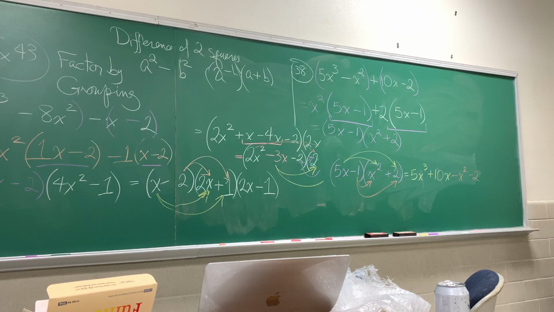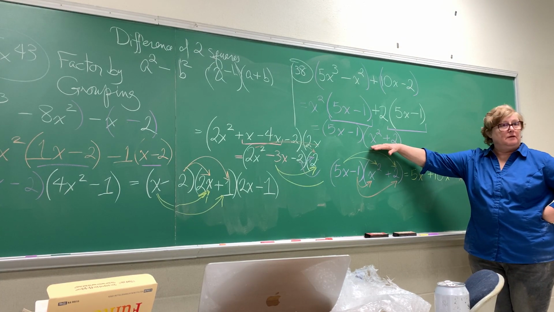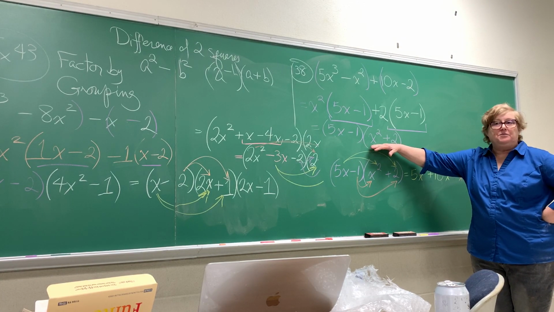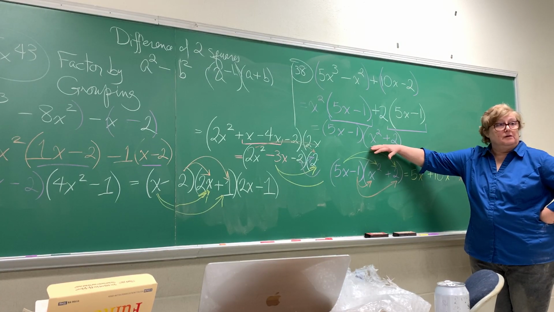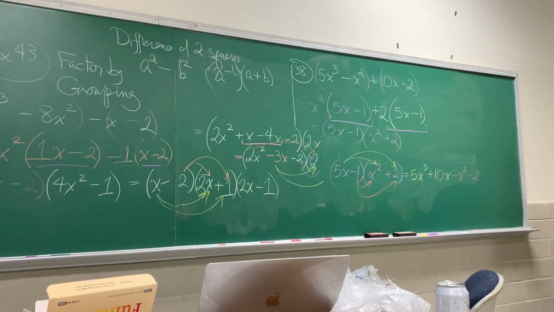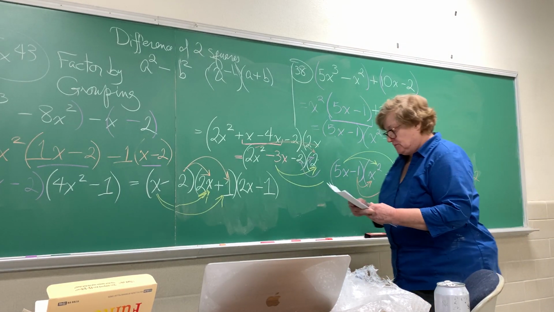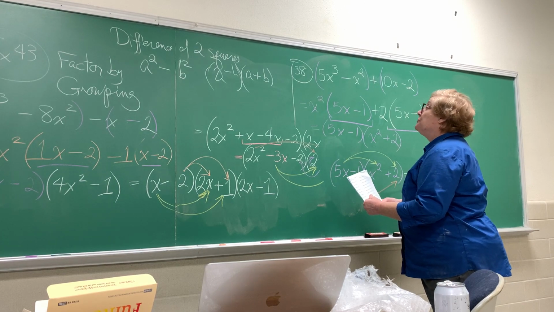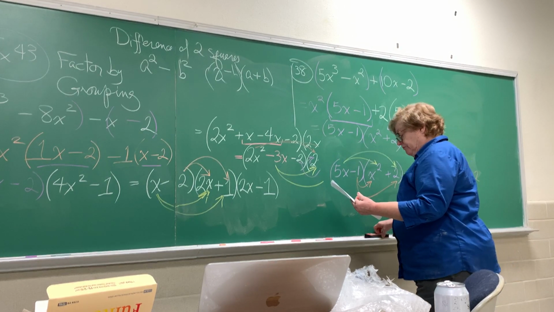Why didn't we keep factoring this time when we had x squared plus 2? Did we have a difference? That's right. So we couldn't factor that one anymore. All right, let's do one more together. This was 38. Let's do 40.